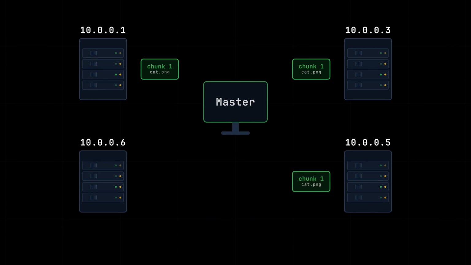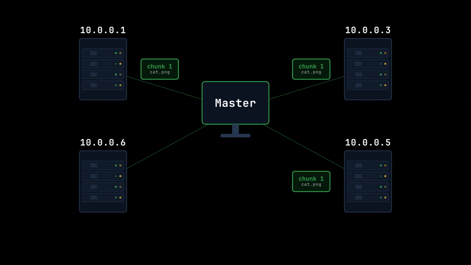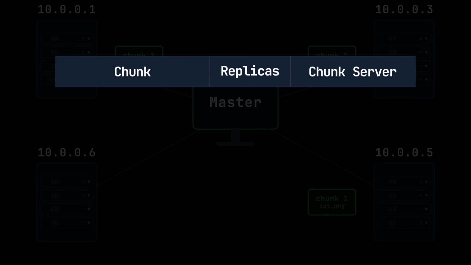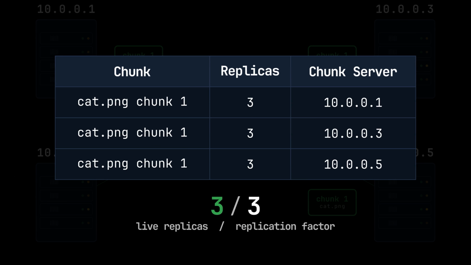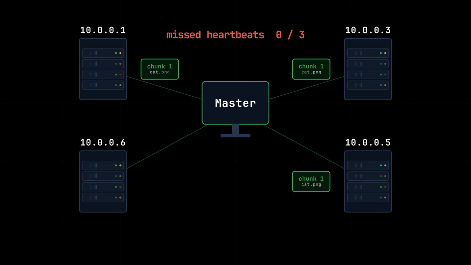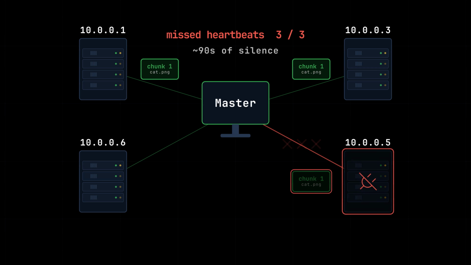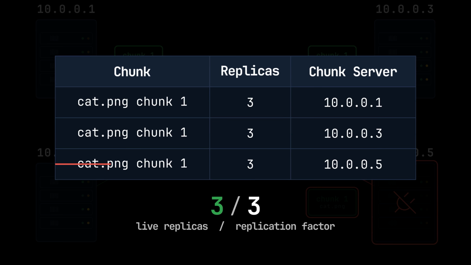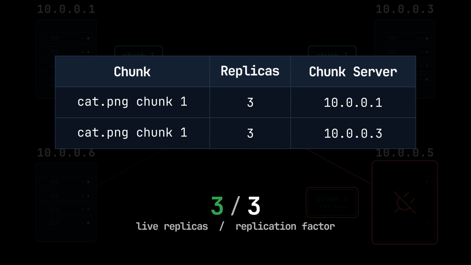Let me explain. Chunk servers in the system are programmed to send a heartbeat message to the master, let's say every 30 seconds. That's their way of signaling the master that they are alive in the network. And this is how the master keeps track of which chunk server holds which chunk. If it doesn't receive a heartbeat for a while, let's say after 3 misses in a row, so about a minute and a half, it will assume that chunk server has died. So it will remove that chunk server from the list of replicas for every chunk it holds.